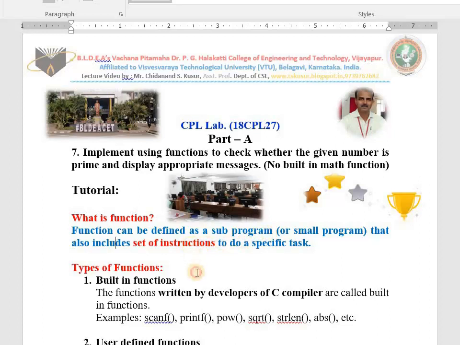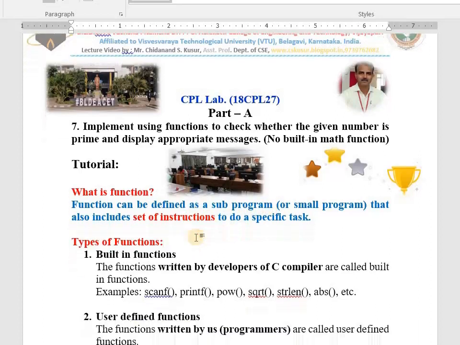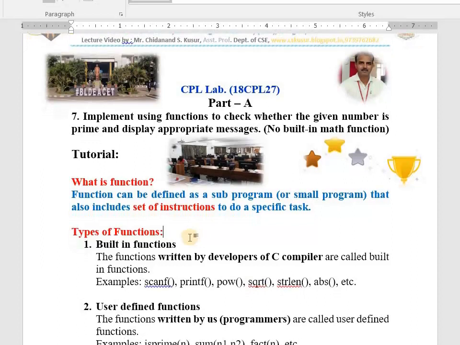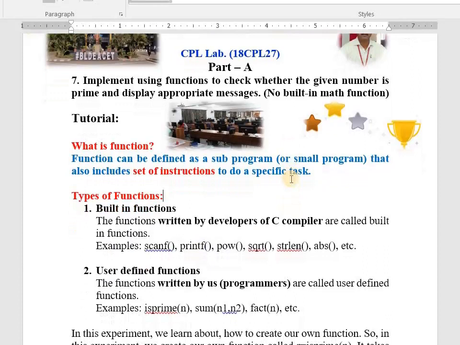Very good. All of you are very clever. Then how many types of functions are there? Yes, your answer is right. Functions are classified into two types: built-in functions and user-defined functions. Very good. What are built-in functions?